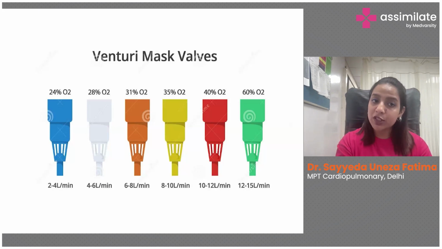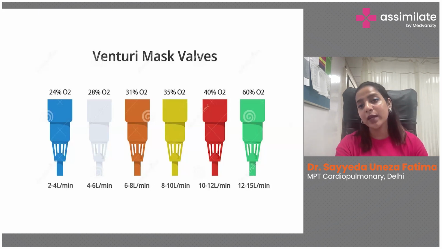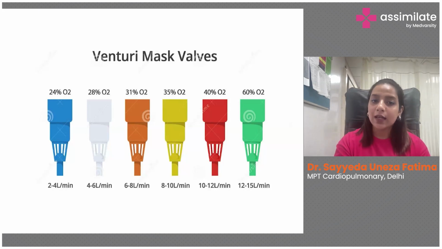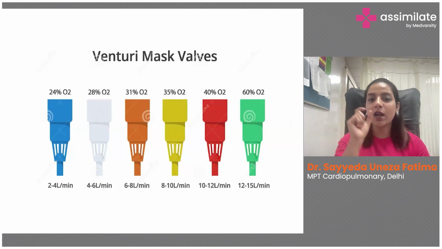So in order to achieve 24% FiO2, you have to keep the flow meter at 2 to 4 liters per minute. With the white one, you can give 28% with 4 to 6 liters. Orange one, 31%, and the maximum FiO2 that can be given is 60% with 12 to 15 liters per minute of oxygen flow. They are color coded. It is written over them how much FiO2 is there and how much oxygen you need to keep it on. So you will keep it on the exact given values. All right, and it will be connected.